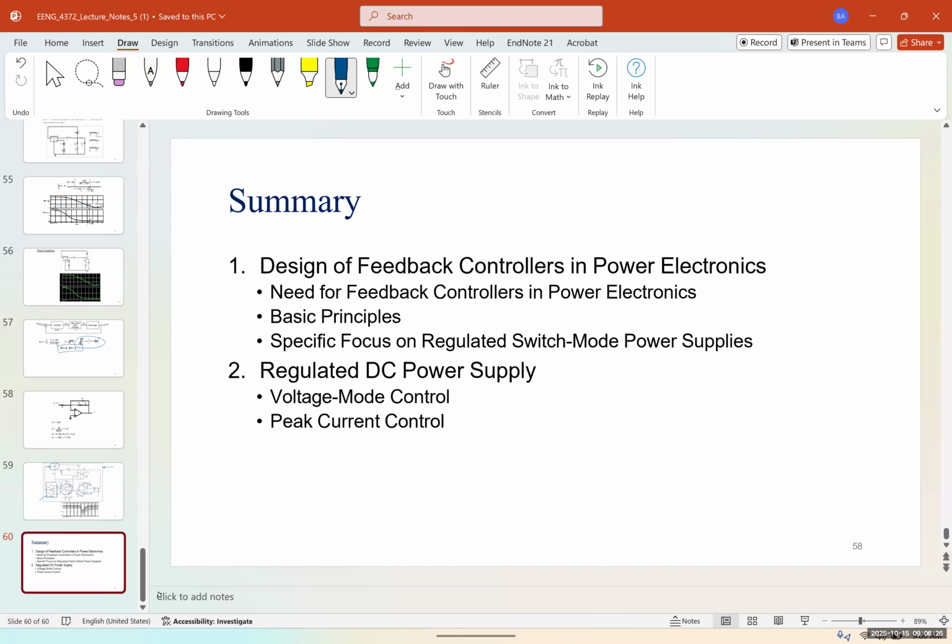Now, the summary for what we learned today: the design of a feedback controller in power electronics, the need for feedback controllers in power electronics, basic principles, with a specific focus on regulated switch mode power supplies, regulated DC power supplies. We learned about the voltage mode control and the peak current control.